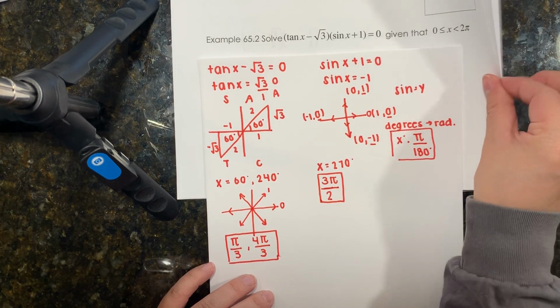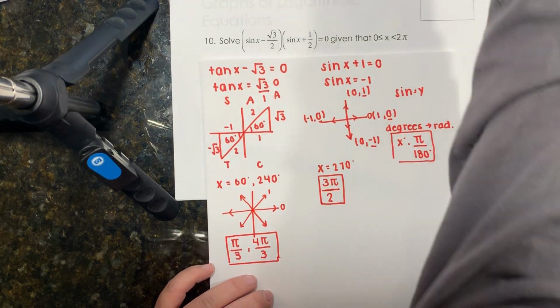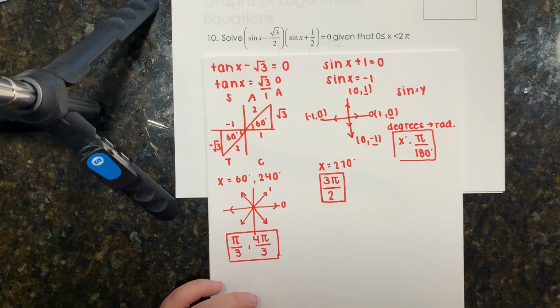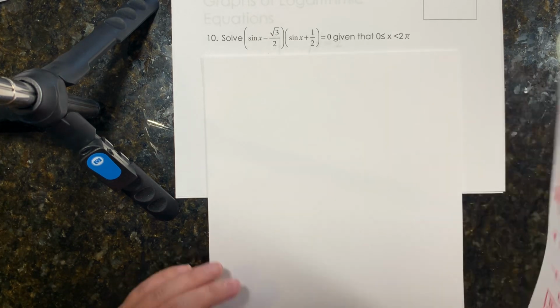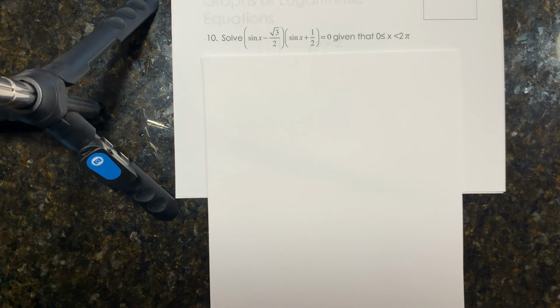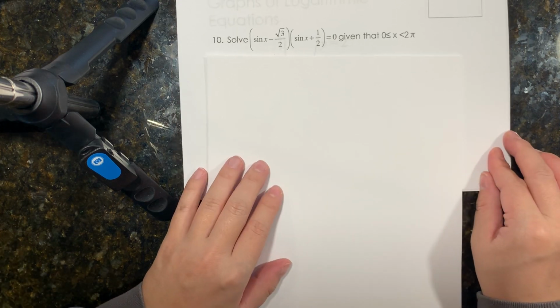Now I want you to pause this video. I want you to attempt number 10 on this lesson. And then once you've attempted it, I want you to do it with me or unpause it and make sure you did it correctly.